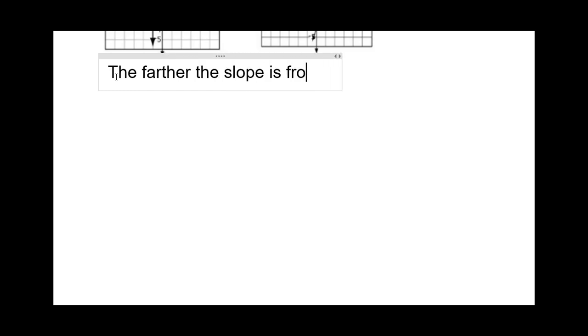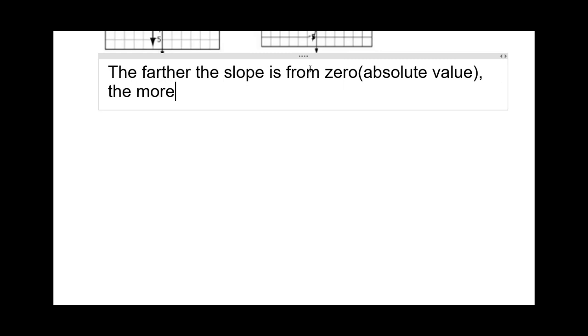I'd like to add one more thing to this page. So where you have glued this page in, I'd like you to add 2 sentences, okay? And these 2 sentences have to deal with comparing slopes, okay? So the farther the slope is from 0. So really what we're talking about here is absolute value. The more steep the line. Okay, the line is more steep.